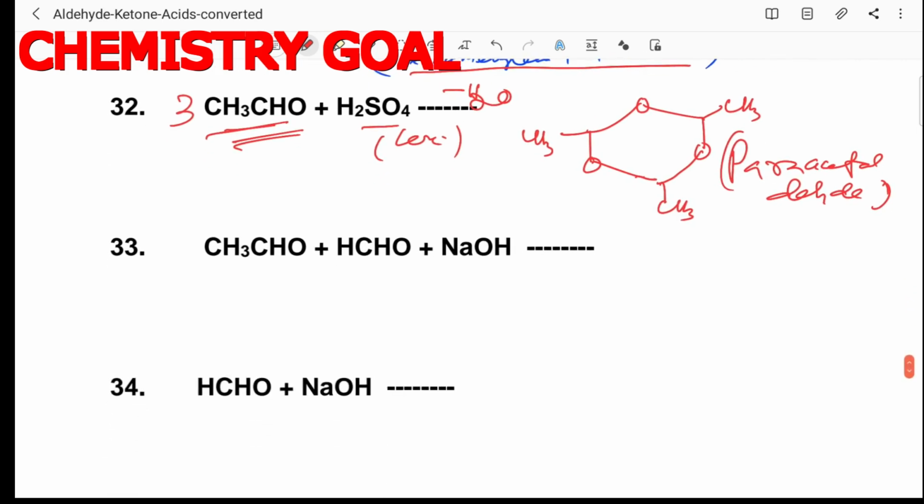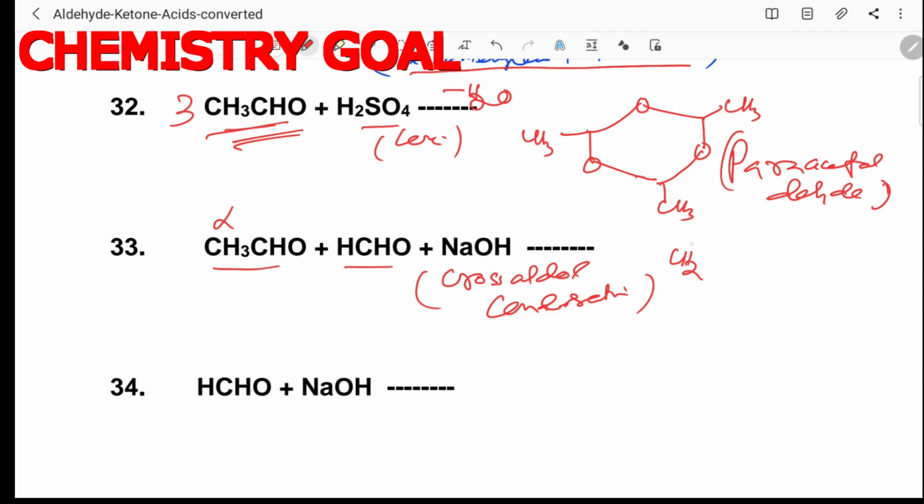Then acetaldehyde reacts with formaldehyde in presence of NaOH. It is also called cross-aldol condensation. In cross-aldol condensation, you have to see which will lose hydrogen. Here it is the alpha hydrogen. So this is the main one, and it attacks the formaldehyde. So formaldehyde is CH2, the O becomes OH, then CH2, CHO.